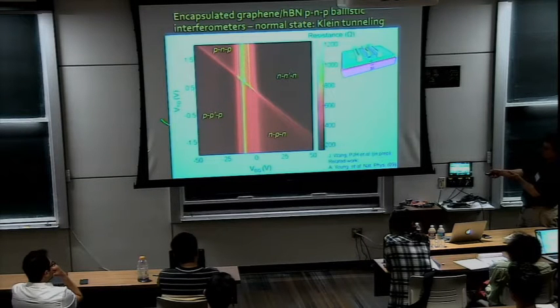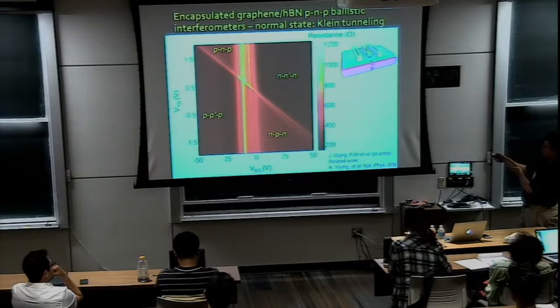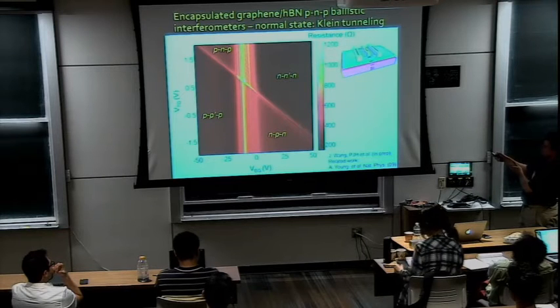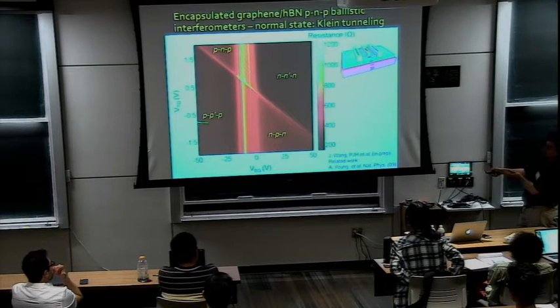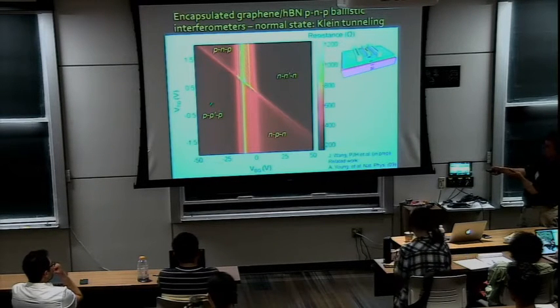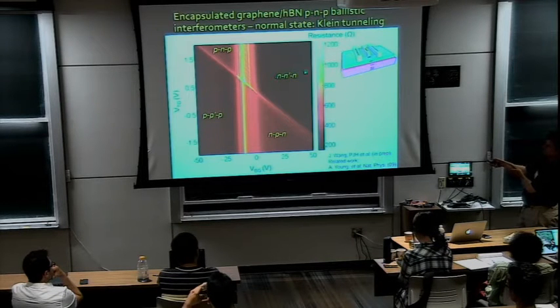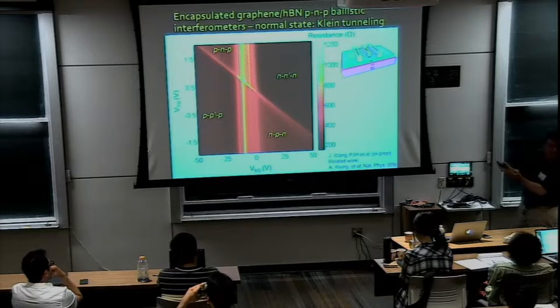If all your voltages are negative, your entire sheet outside and underneath the top gate is p-type polarity. We call this pp prime p. If all is positive, it's n prime n. If you alternate the voltages, you can have PNP or NPN type of junctions.